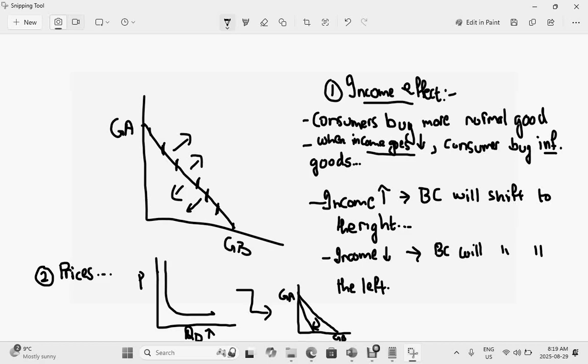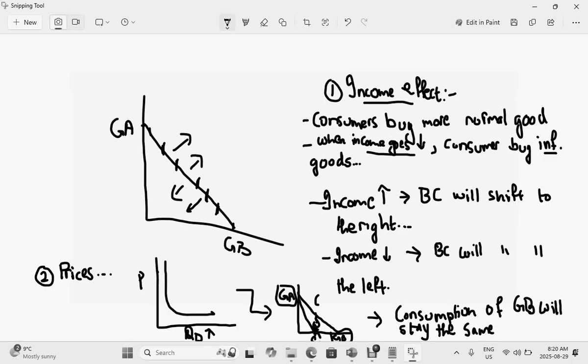Let's say the price of good A goes up. Let's say this is point C, and this will stay over here as point C. So consumption of good B will stay the same, but consumption of good A will be reduced. And this is one possibility.